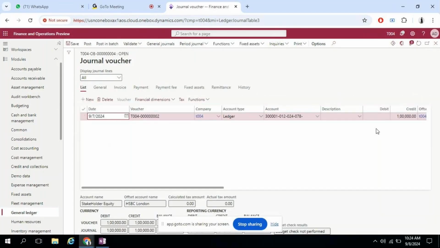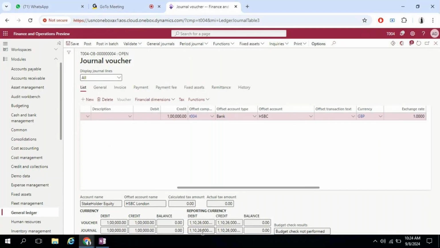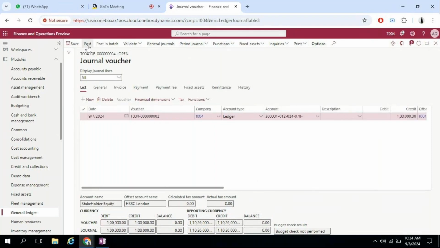Okay, one line I have created which is causing an entry at the one line. At the below, you can see there is a reporting currency which is taken from the ledger form, and there is an accounting currency which is there. Okay, the conversion happened on the basis of the currency exchange rate. So this is the revision part. Now, if I post it, what will happen?